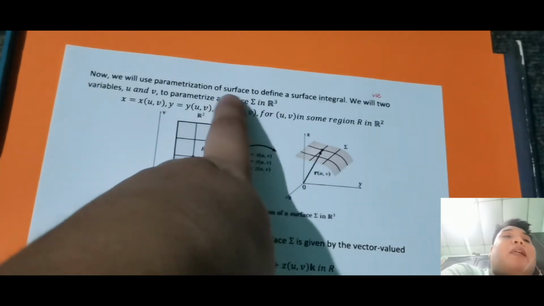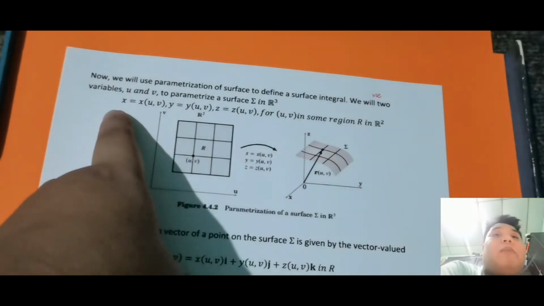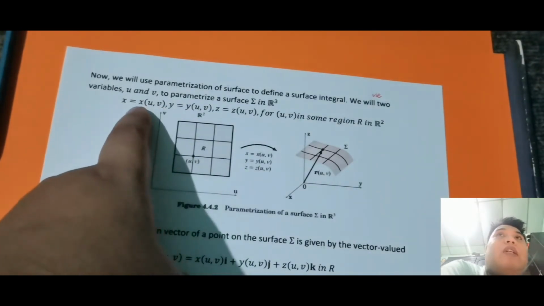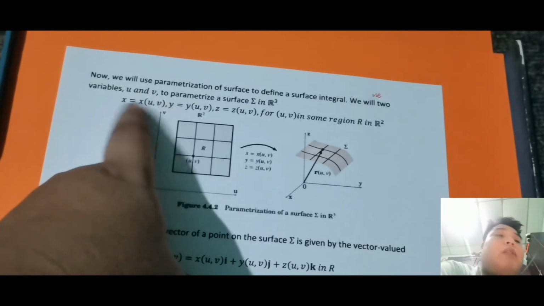Again, ipaparameterize natin yung surface. Ano yung surface? Something na part, kunyari part ng sphere, part ng paraboloid. Ipaparameterize natin siya doon. Ito yung parameterization niya: x is equal to x of u, v. Kung napansin nyo, kung kanina doon tayo sa parameter natin is in terms of t, dito ang parameter in terms of u and v na.